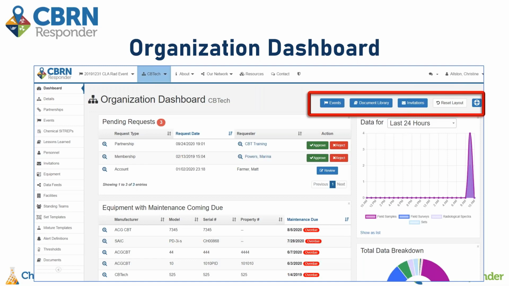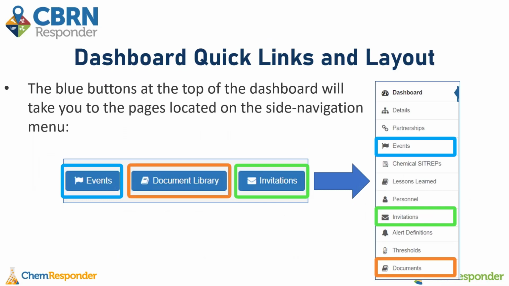So next I want to talk about the top tiles and quick links that you can see here. Those blue buttons at the top of the dashboard are going to take you to some very common pages. The events page will give you the list of all of your organization's events. The document library is going to direct you to your library where you can upload any documents for everyone in your organization to access. And the invitations page, which allows you to send an invitation to non-CBRNResponder users to quickly create an account. And all those buttons, again, you can already find them on the side navigation menu, but this is just a quick link for some of those common pages.